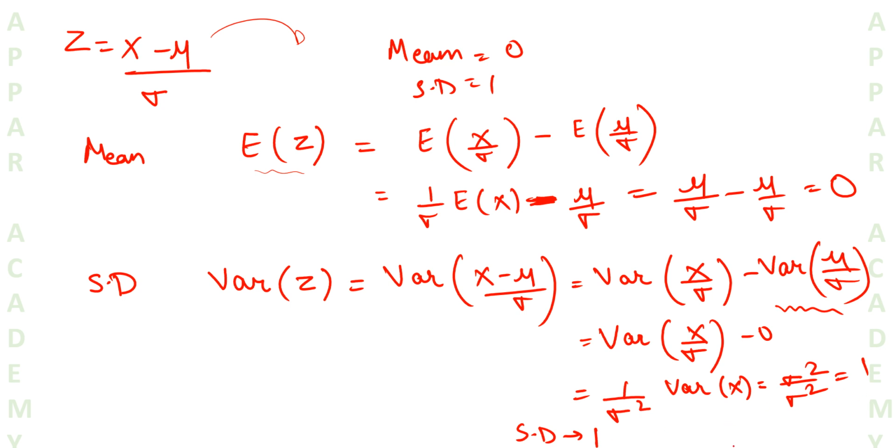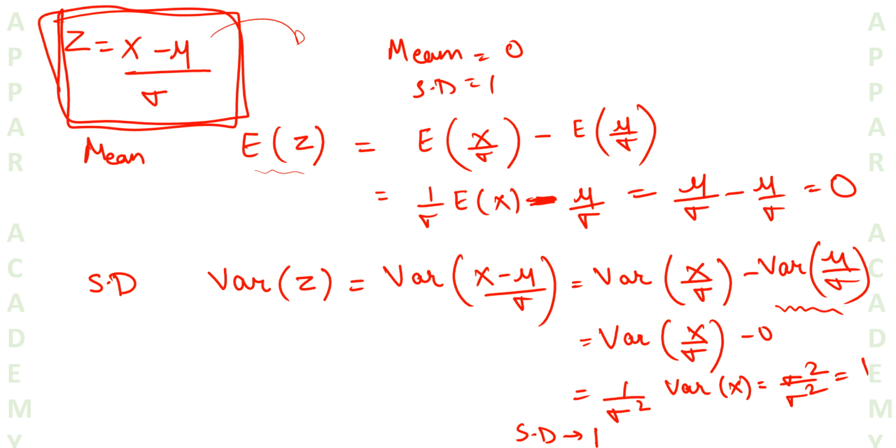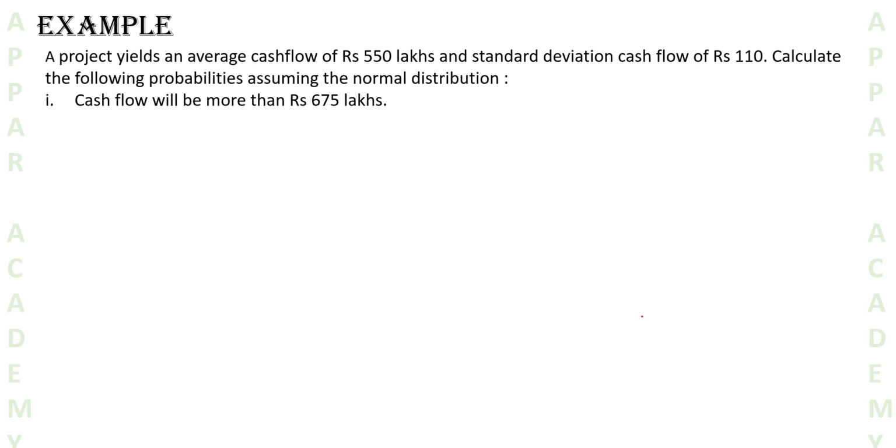Clear? So this is the reason when we say that we use this formula to convert X into Z values, we get mean 0 and standard deviation 1. Now let's talk about an example. This example will help us understand how to solve questions in the exams and how we work around them, right? Okay.